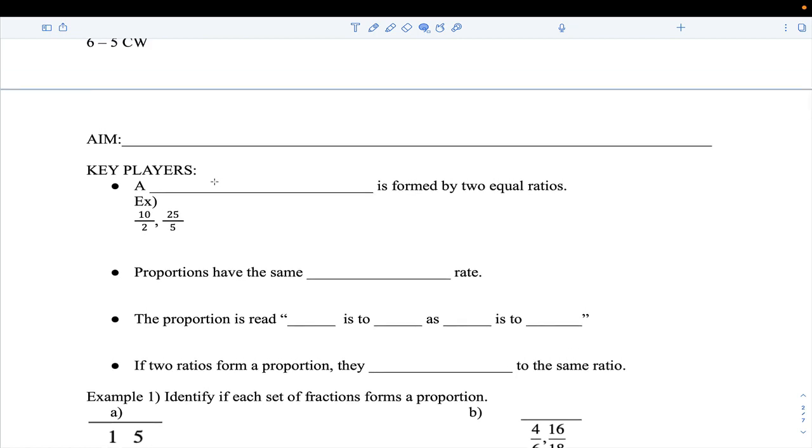A ratio, isn't it like two numbers in an equation? They can form a ratio of some sort. That's a good start. Any other ideas?